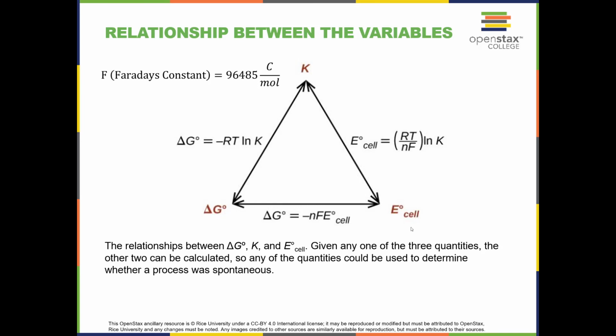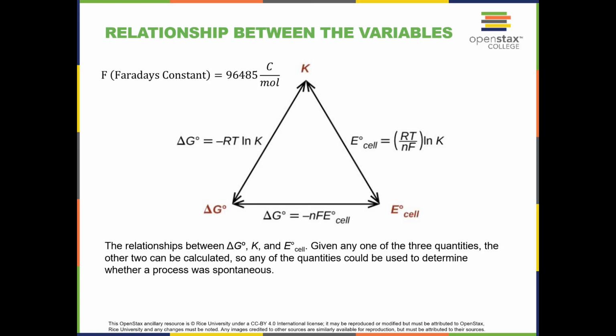Remember that if E cell is positive, the reaction is occurring spontaneously. If delta G is negative, the reaction is occurring spontaneously. And if K is much greater than 1, then the reaction favors the products. So this is basically what we're going to do.